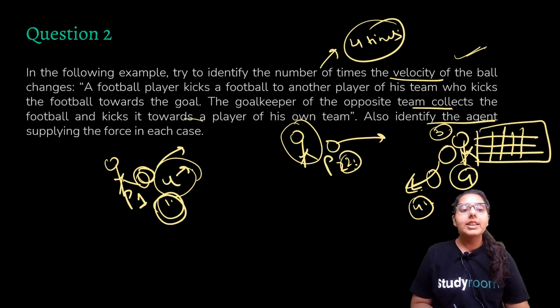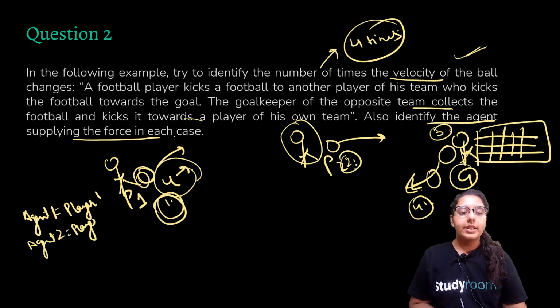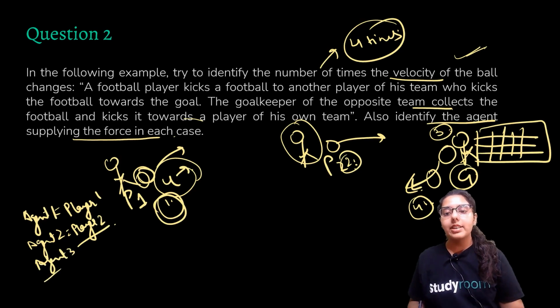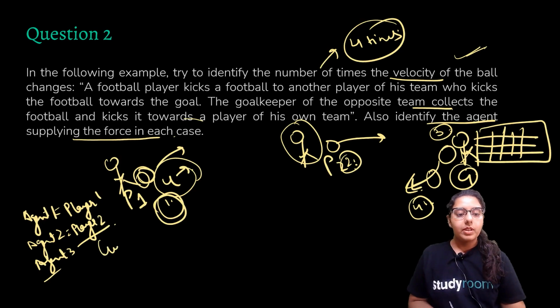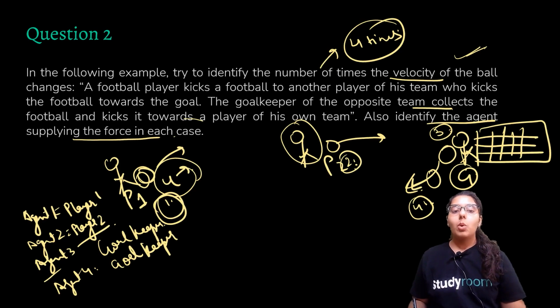And identify the agents applying the force in each case. So our agent 1 is player 1. Who is our agent 2? Player 2. Your player 2 is also kicking the ball, right? And changing the velocity of the ball. Who is your agent 3? The goalkeeper who stops the ball. And who is your agent 4? Again, the goalkeeper, when he kicks the ball towards the player of his own team. So your velocity is changing 4 times and these are your required agents.